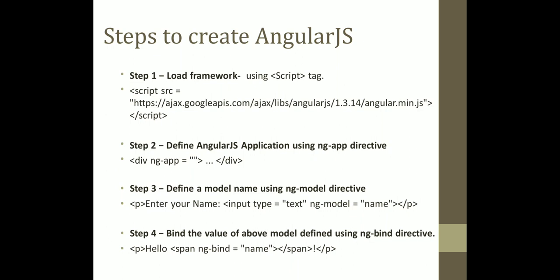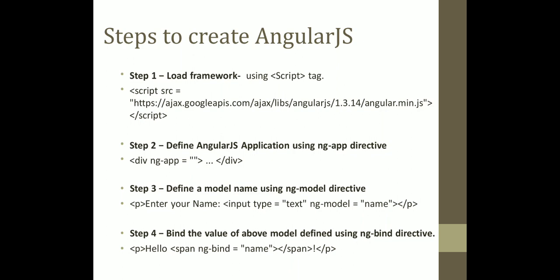Step 4 is binding the value of the above model defined using ng-bind directive. This is the last step, but it is based upon the previous step. Whichever name of ng-model you have provided, based upon that defined model, you have to use the ng-bind directive. So how the ng-bind directive can be used, we'll see.